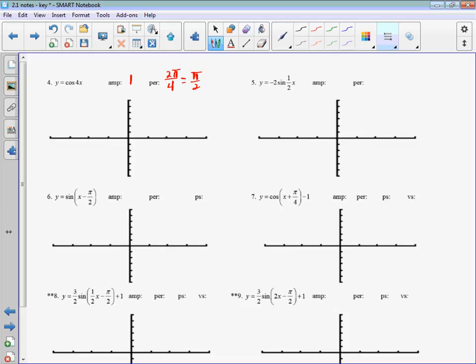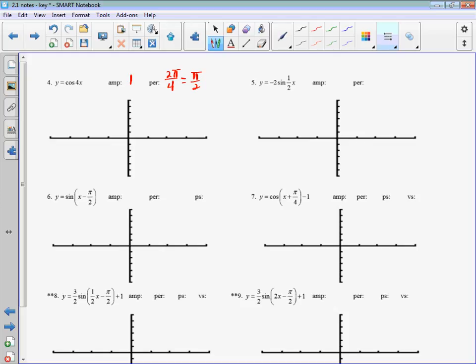So there's a couple ways you can look at it. One is this means the entire graph will happen by the time you get to pi over 2. So your whole cosine curve, the up, the down, the middle, the up, will happen by the time you get to pi over 2. So you would technically see 4 of them by the time you get to 2 pi. I'm not going to make you graph that many of them.